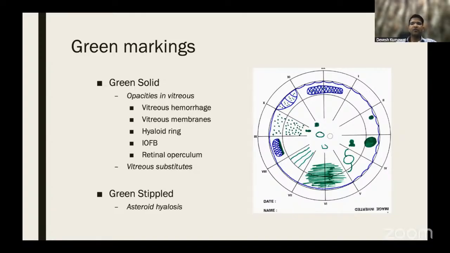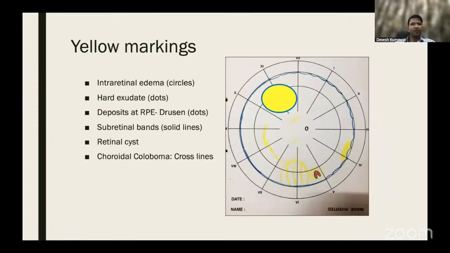Vitreous substitutes: if there is a gas present in the fundus, partly filling the eye, then you might have to show it by light green shade. A stippled green appearance notation will be for asteroid hyalosis in the vitreous cavity. Now, anything which is subretinal is generally yellow, sometimes intraretinal edema. Intraretinal hemorrhages are red. Intraretinal edema is shown by yellow circles. Then hard exudates are shown by yellow dots.